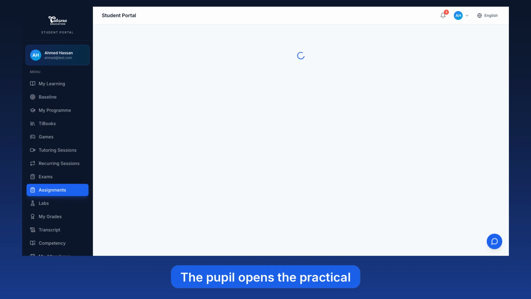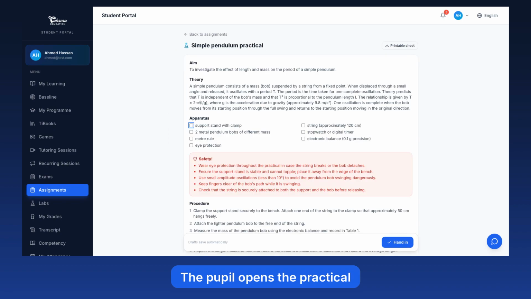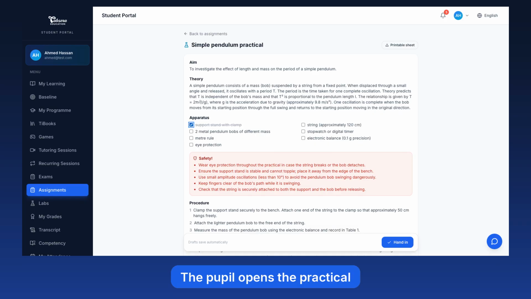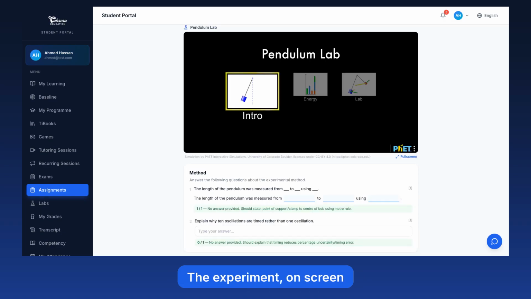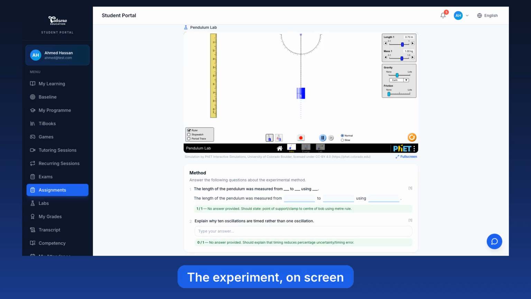The practical is waiting on his assignments page, and it opens like a page from the book. The aim of the investigation, the apparatus list to tick off, the safety notes, and the procedure to follow, step by step. And here is the bench, the Pendulum Lab simulation, embedded in the sheet itself. Ahmed sets the length, releases the bob, and times the oscillations with the built-in stopwatch, the same measurements the book asks for, without a single clamp stand.